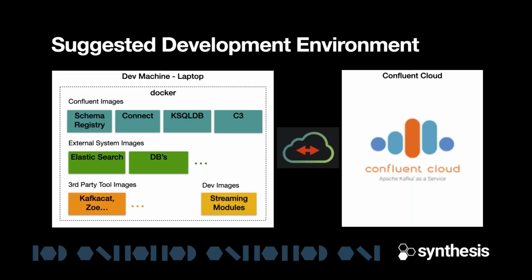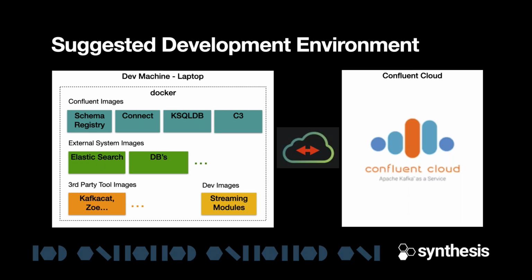So here's the story pictorially. On your dev machine, so your laptop, and this could also not necessarily be a laptop, it could be in the cloud, but initially it's quite nice to have it on a laptop, where you can be mobile. There are Confluent images which are very useful to have, obviously ones for Schema Registry, Connect, KSQLDB, the server side, the client side, and Confluent Control Center is also available, and you can use them.